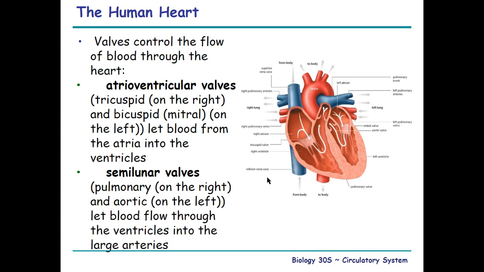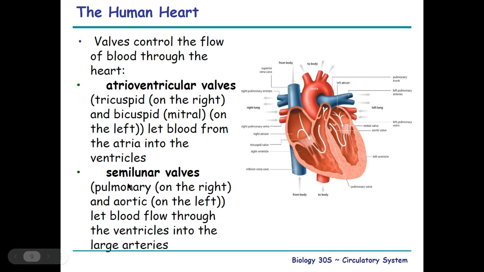The valves control the flow of the blood through the heart. The atrioventricular valve, or tricuspid, here on the right side, and the mitral or bicuspid valve on the left, let blood from the atria into the ventricles.